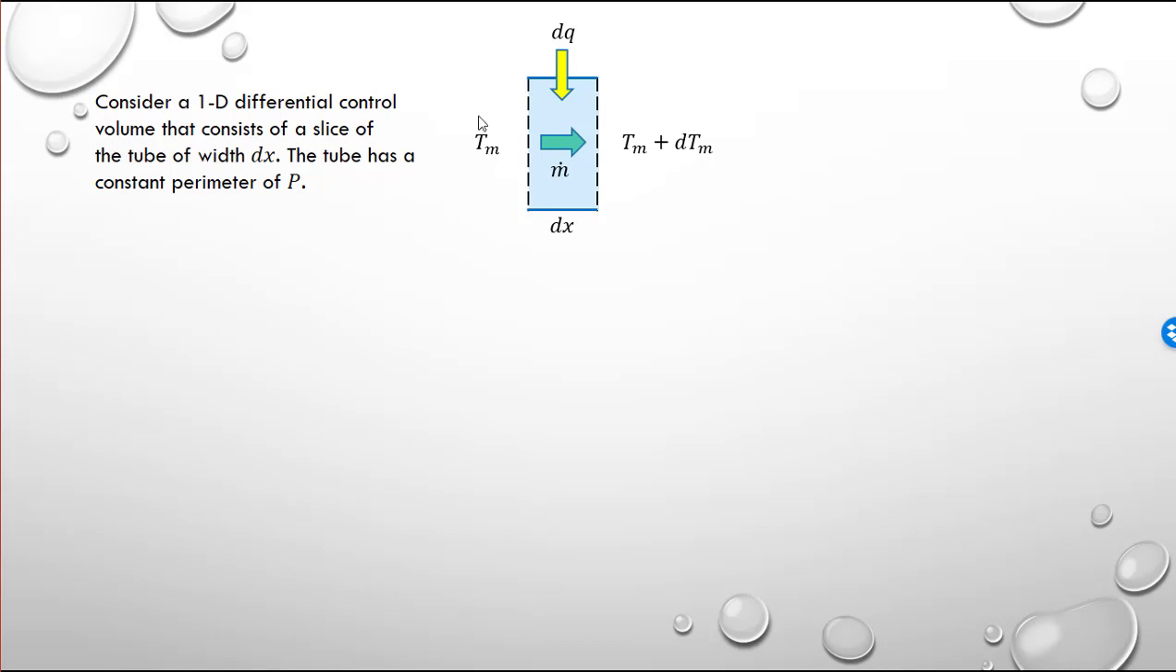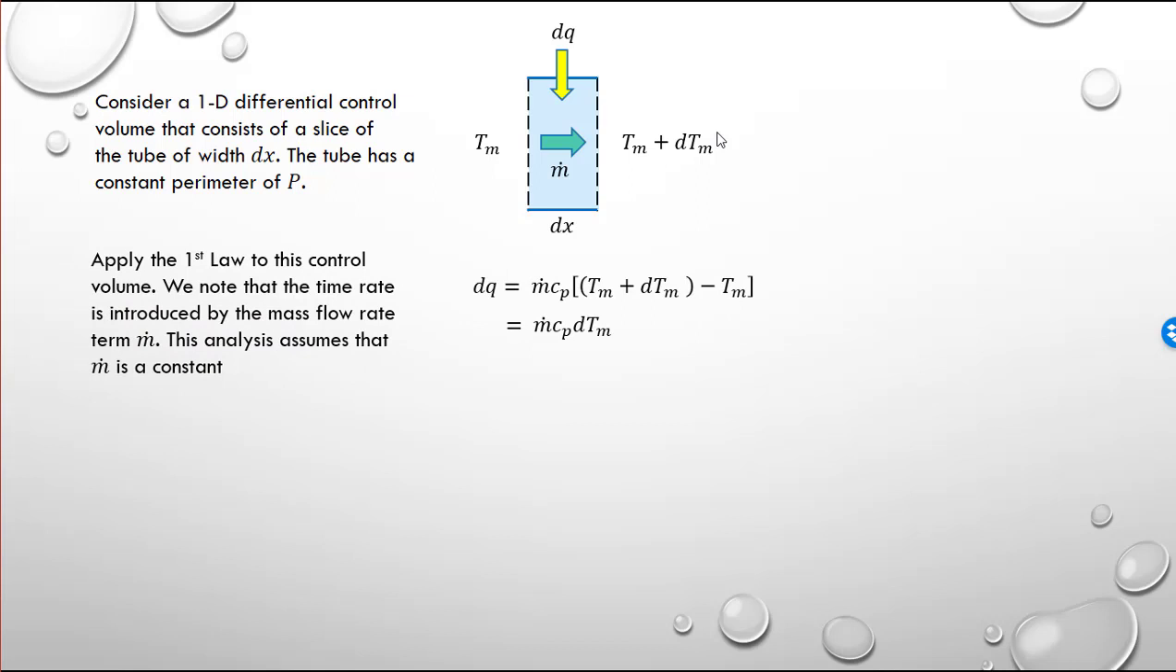We'll assume that on the left-hand side, entering the control volume, the temperature of the fluid, the mean temperature, is Tm, and we will in this case assume an inflow of thermal energy denoted by dq, which would cause a subsequent increase in the mean temperature by an amount dTm.